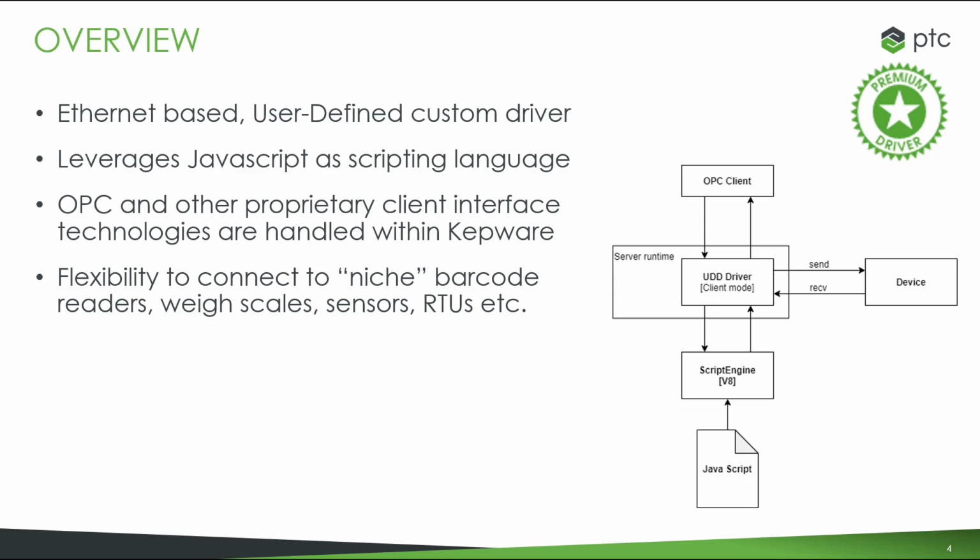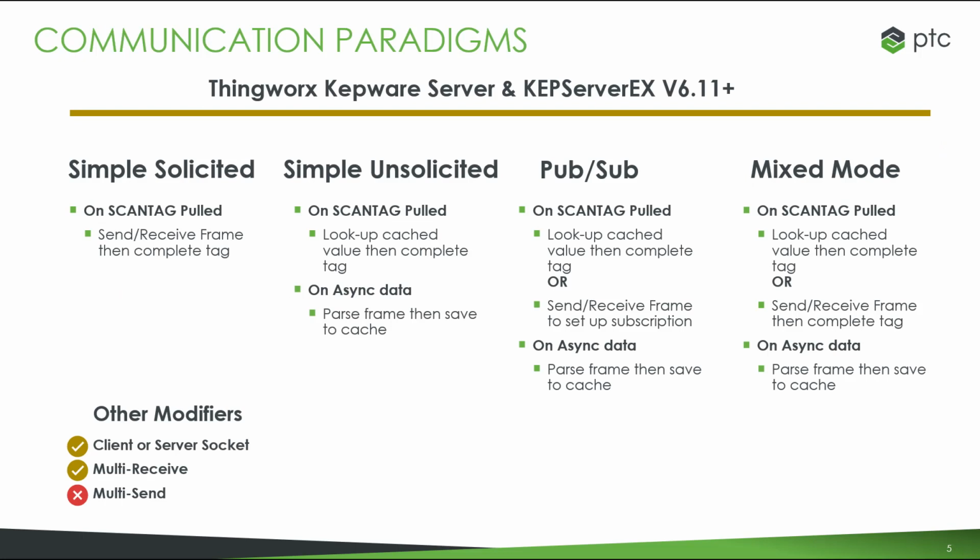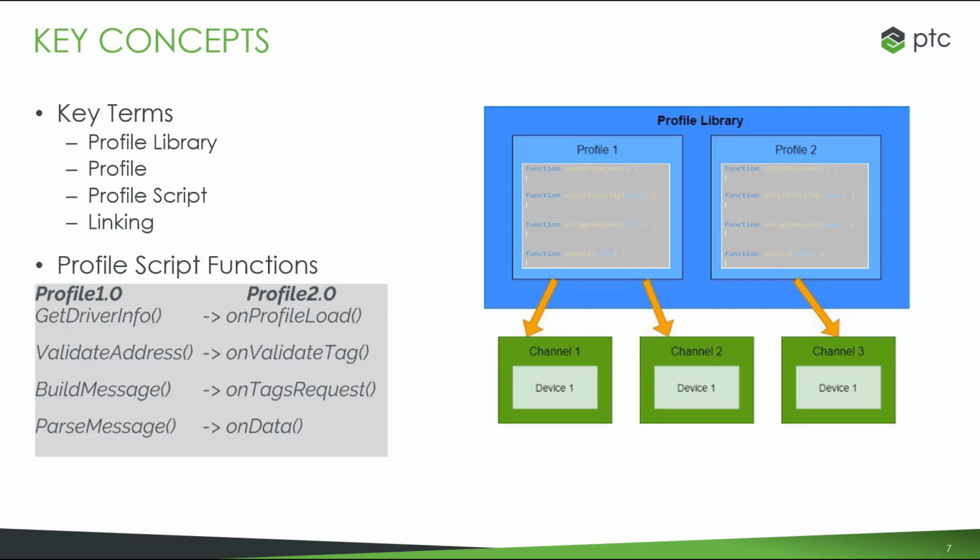The Universal Device Driver is an Ethernet-based, user-defined custom driver that leverages JavaScript. This means that users can create their own drivers to connect to a wider variety of plant floor devices or IoT devices, including, but not limited to, barcode scanners, weigh scales, sensors, etc. As of version 6.11, the Universal Device Driver supports the following communication paradigms: simple solicited, simple unsolicited, publish subscribe, and mix mode.